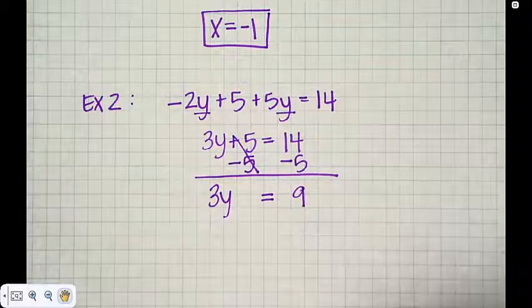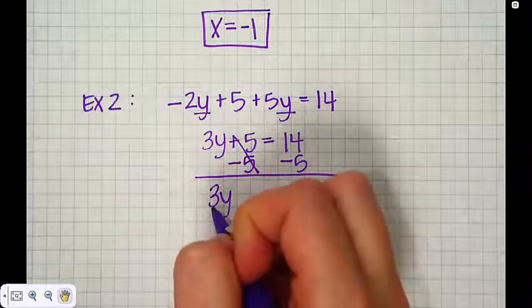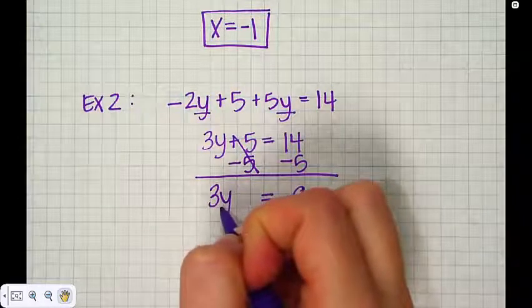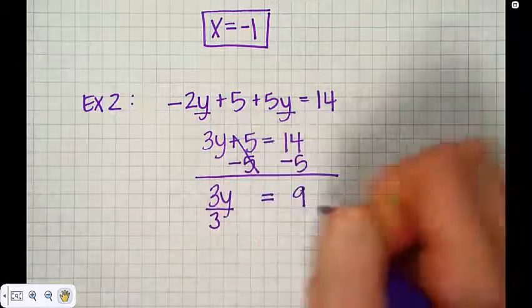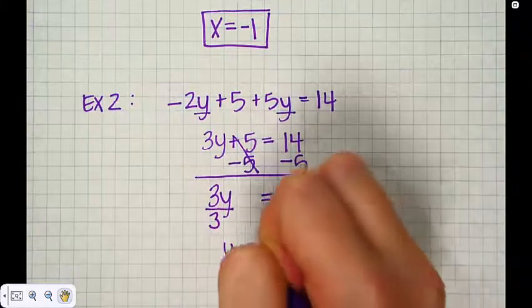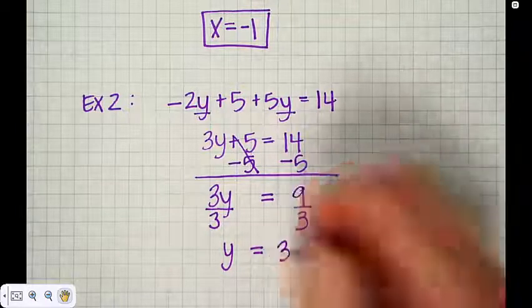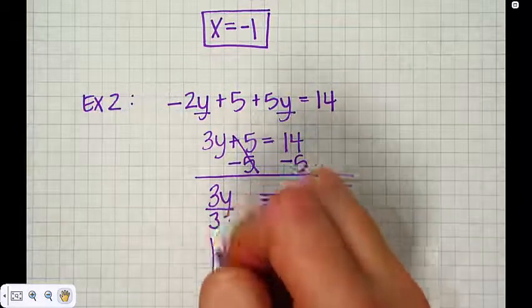Now we look to see, does our variable have a coefficient other than 1? And it does. So this is multiplication here. So we're going to divide by 3 on both sides. So 3 divided by 3 gives us 1. So y equals, and then 9 divided by 3 is 3. So our answer is y equals 3.